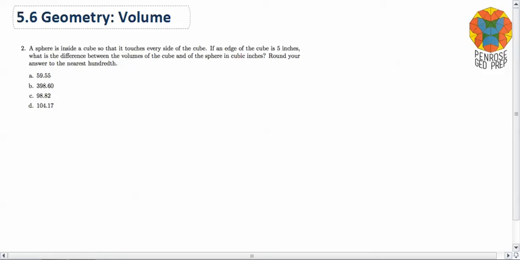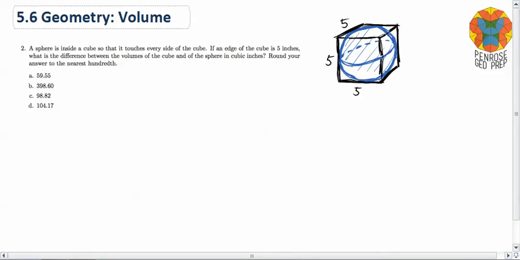Alright, so the key to solving any volume problem is correctly drawing or envisioning the figure described in the problem. In this problem, there's a sphere that fits inside a cube so that every side of the cube is touching a part of the sphere. Pause the video now and try imagining such a figure. If possible, try drawing this figure and labeling the dimensions that are given in the problem. Hopefully you got a figure that looks something like this.